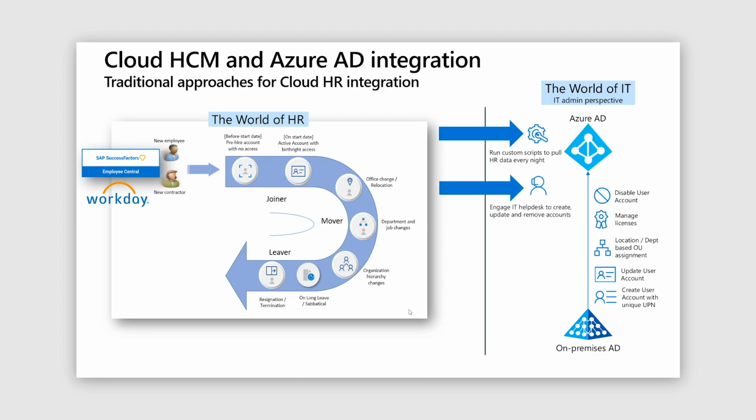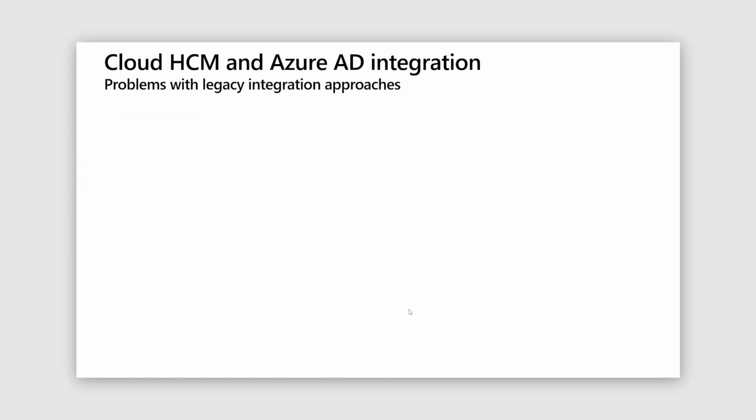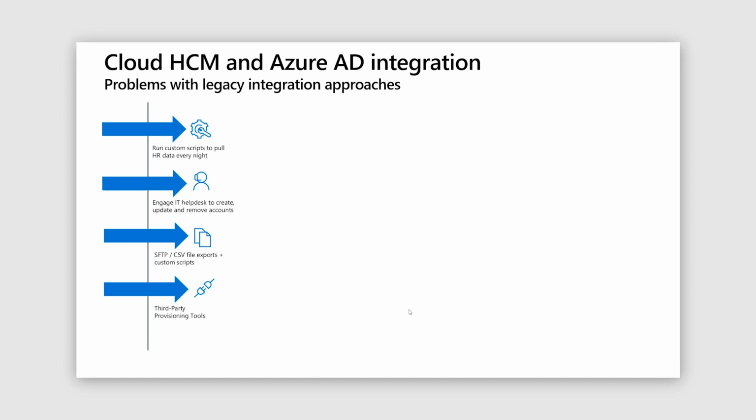Some IT teams engage IT help desk to create, update, and remove those accounts. Then there are some that use the approach of CSV file exports and custom scripts. And finally, there are IT teams using third-party provisioning tools. And as we speak to customers, we hear that there are problems with each approach. So let's take a quick look at what those problems are.